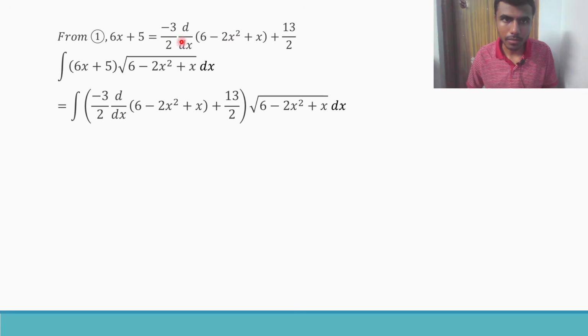That's what we got, right? So in this integral, in place of 6x plus 5, write this: minus 3 by 2 into the derivative of (6 minus 2x square plus x) plus 13 by 2, and then this is there under root 6 minus 2x square plus x, dx. Now I'm going to expand this first bracket. So minus 3 by 2 derivative of this into this, dx.